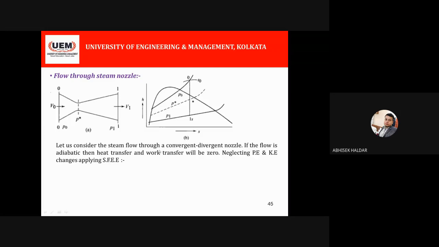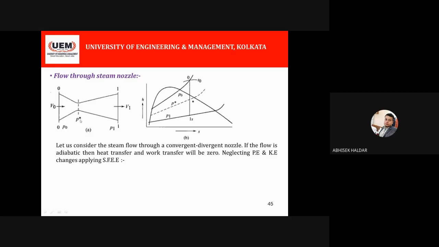Let us consider the steam flow through a convergent divergent nozzle. If the flow is adiabatic, then the heat transfer and work transfer will be zero, because from the nozzle we are not getting any work. From the turbine we may get work. So nozzle and turbine are basically not a separate thing. That is why we always draw a vertical line and write WT from here, which is basically the turbine work. I told you initially that the nozzle and turbine come in the same casing, but from the nozzle we are not getting any positive work, from the turbine we are getting.